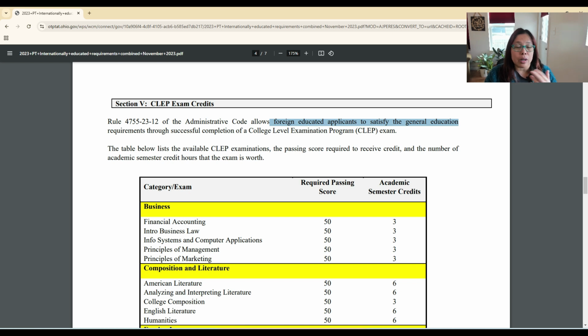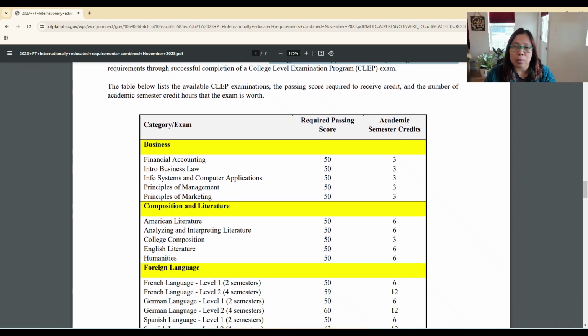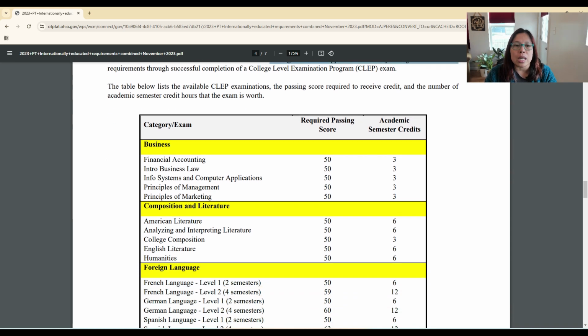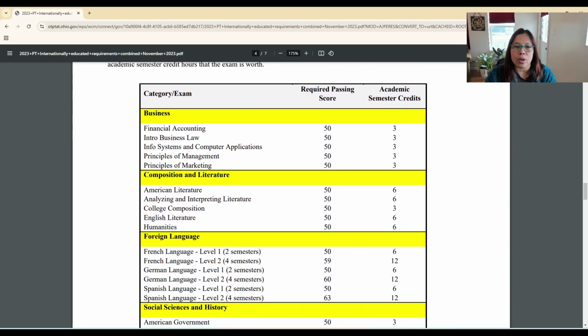But I was told by another applicant that the maximum credit that you can get from CLEP is 30, okay? But you can double check if that is also the case with the state of Ohio. They did not specify here. So these are the lists, okay? You can review this on your own. These are the lists of the examinations that they are accepting from CLEP, okay?